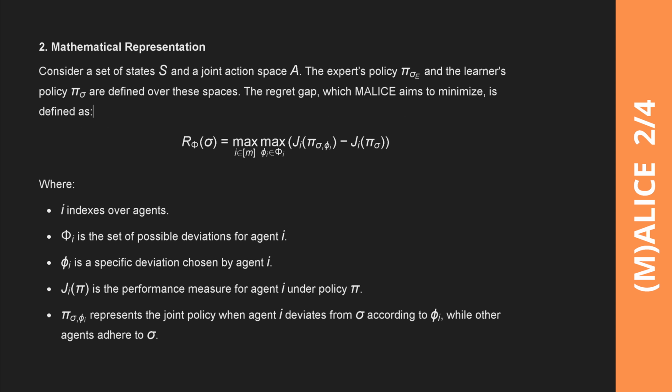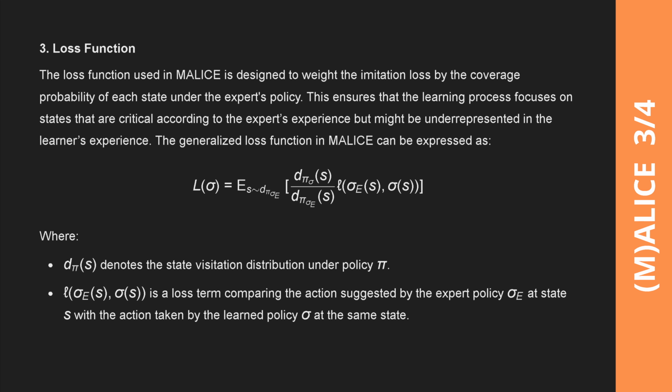Now, if you know this, consider a set of states in a joint action space from my last video, the expert policy pi sigma expert and the learner's policy pi sigma are defined over the spaces, and the regret gap, which MALICE now, the multi-agent, aims to minimize, is defined exactly as I showed you here in part A of this video series. And you know all the factors. Loss function we have seen already, beautiful.